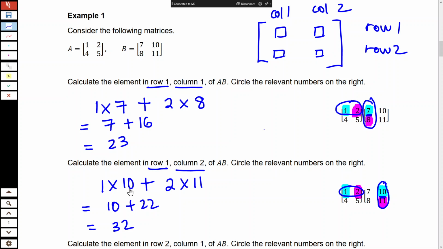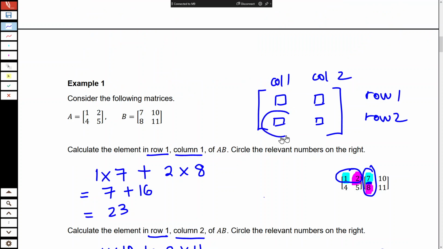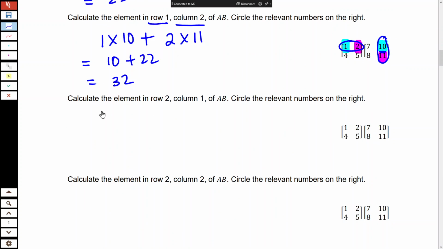Are we okay so far? I hope that the matrices with the circles are making this clear, because I didn't do that last year. So now I'm looking at this number, row 2, column 1. What do you think we should do this time? Bottom row and then first row. That's it. Row 2 in the first matrix, column 1 in the second matrix.